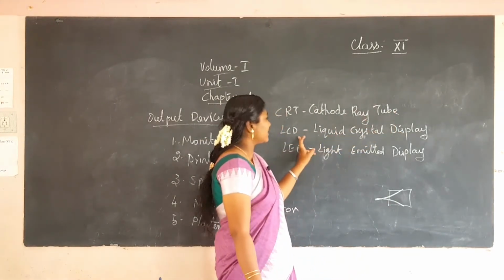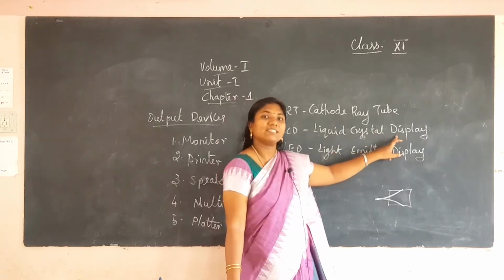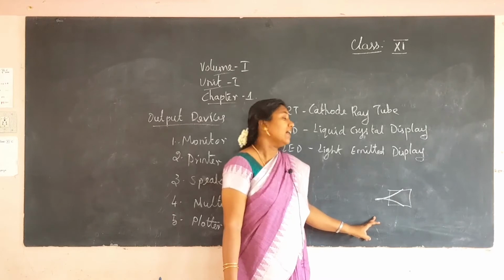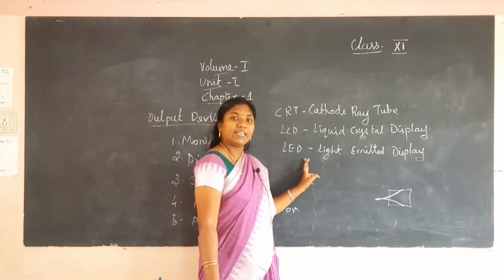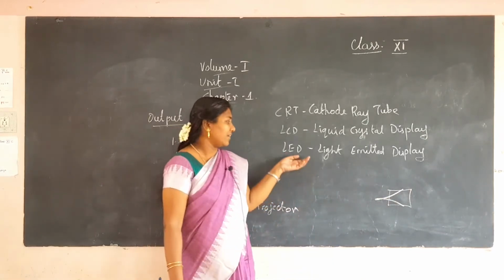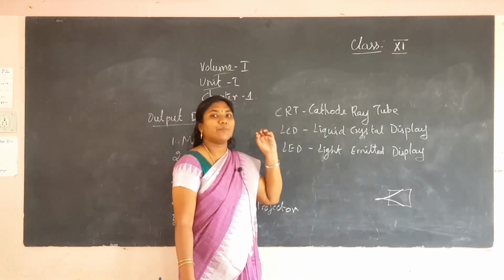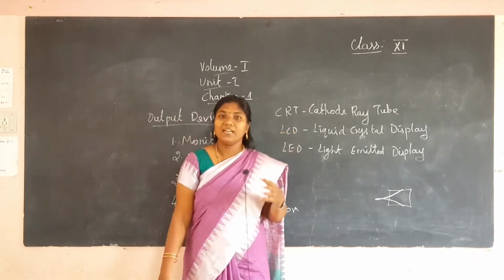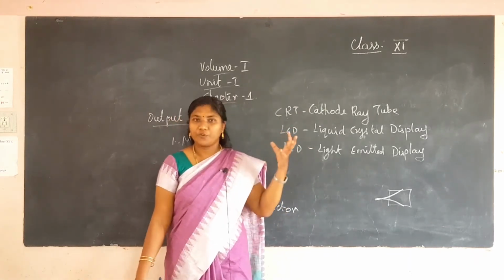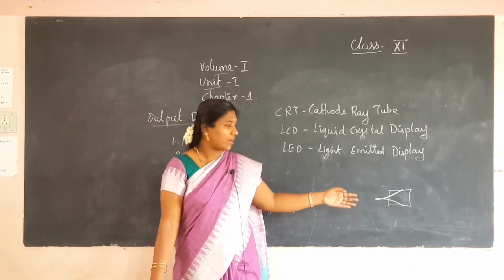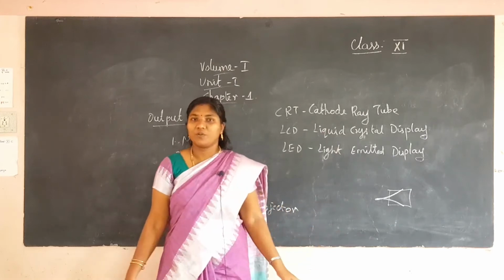And the next one is the liquid crystal display, that is the LCD monitor. That is what we are using now. And the third one is the LED, that is the light emitting diode display monitor. In an LED monitor a type of light is used, and in an LCD a liquid crystal will be there. It gets the input and gives the color as per the request. Okay. So these are all the three types of monitors available.